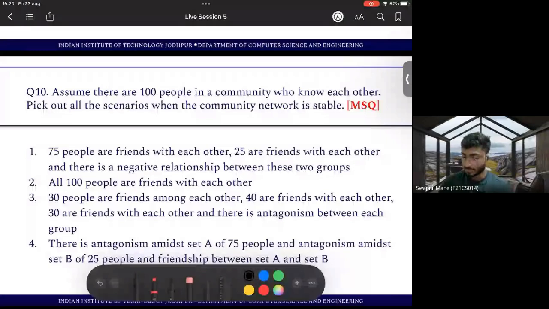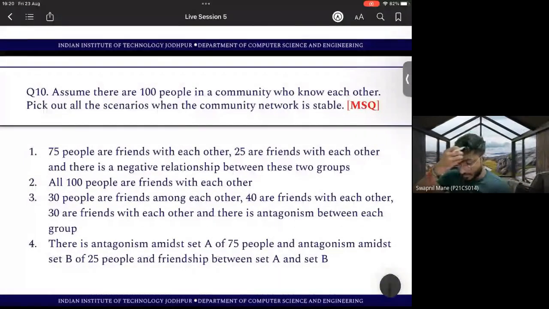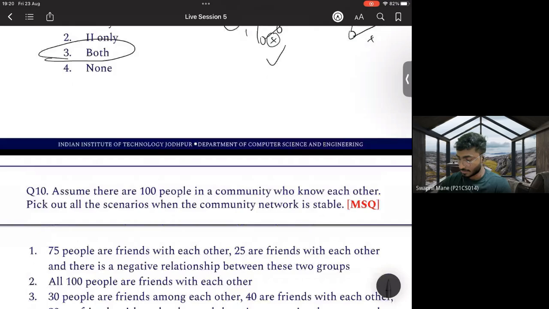What do you think? Which option is correct? I will read the first option, which is that 75 people are friends with each other, 25 people are friends with each other, and there is a negative relationship between the two groups. Let's draw this scenario to help understand the first scenario.